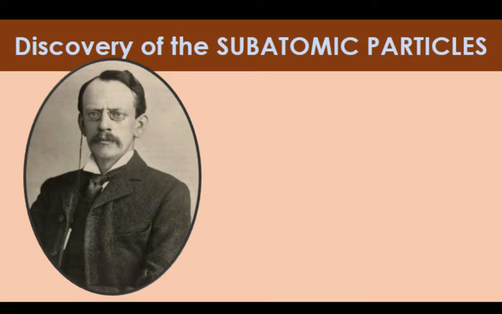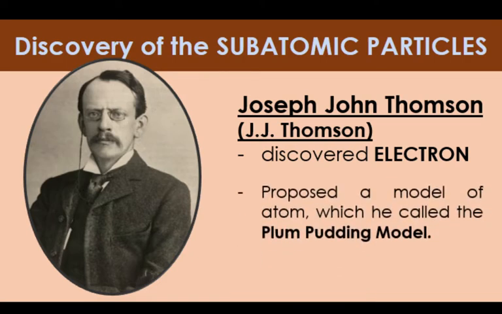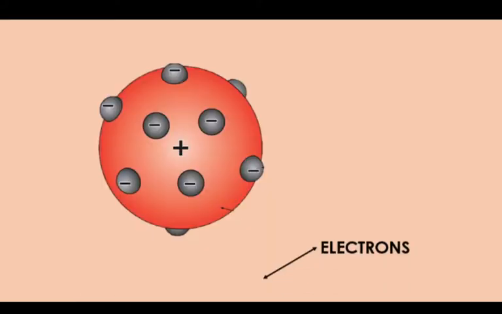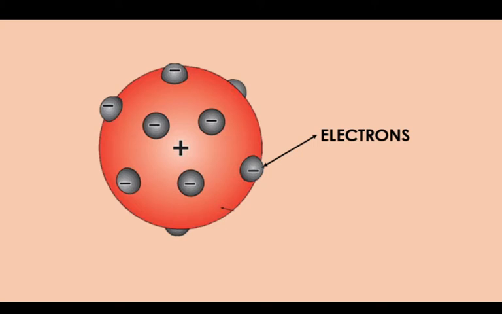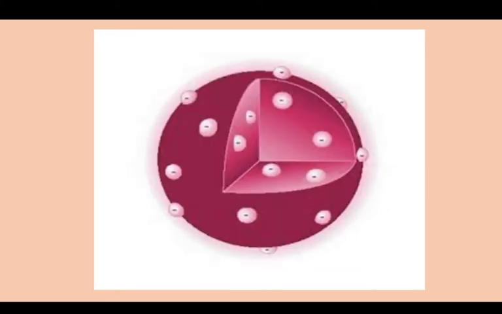Now let's have a brief history of the discovery of the subatomic particles. Joseph John Thomson, also known as J.J. Thomson, discovered electron. He discovered the electron by experimenting cathode ray tube. He demonstrated that cathode rays were negatively charged. And with that, he proposed a model of atom which he called the plum pudding model. The electrons, which is the negatively charged particle, is embedded in the sphere of positive charge. The negative electrons represented the raisins in the pudding, and the dough contained the positive charge.